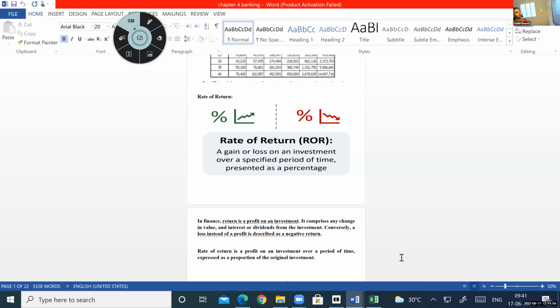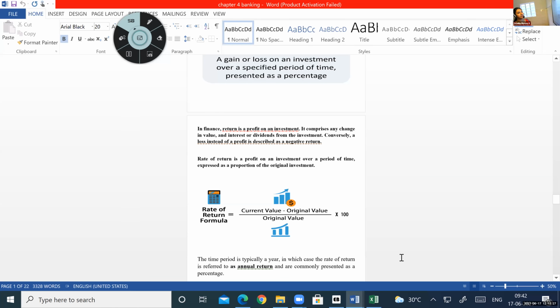Rate of return, that was the last topic that we discussed in the previous class. A gain or a loss on an investment over a specified period of time, shown as a percentage. That is called rate of return. There is a formula to calculate rate of return, that is current value minus original value divided by original value into 100.